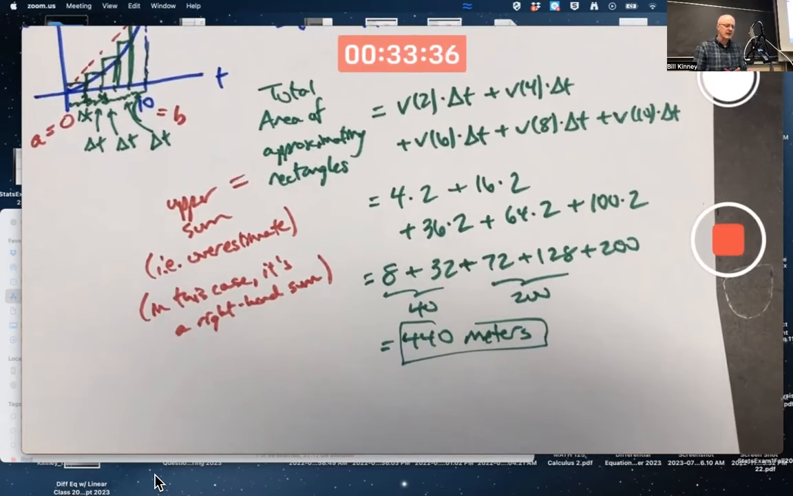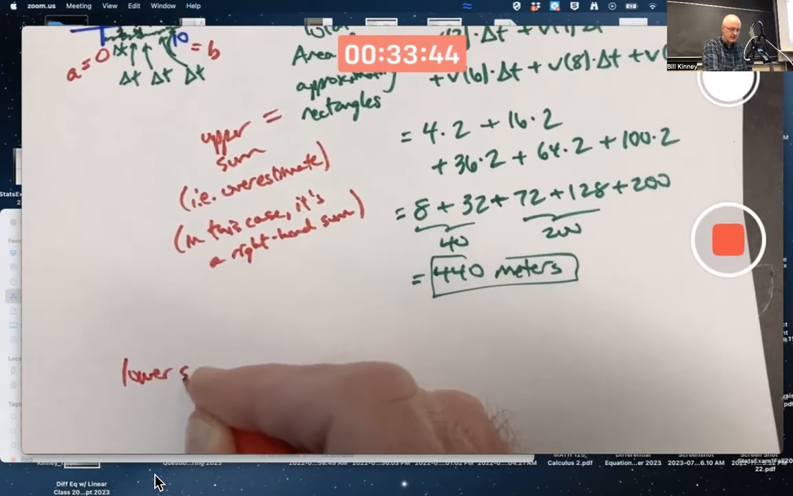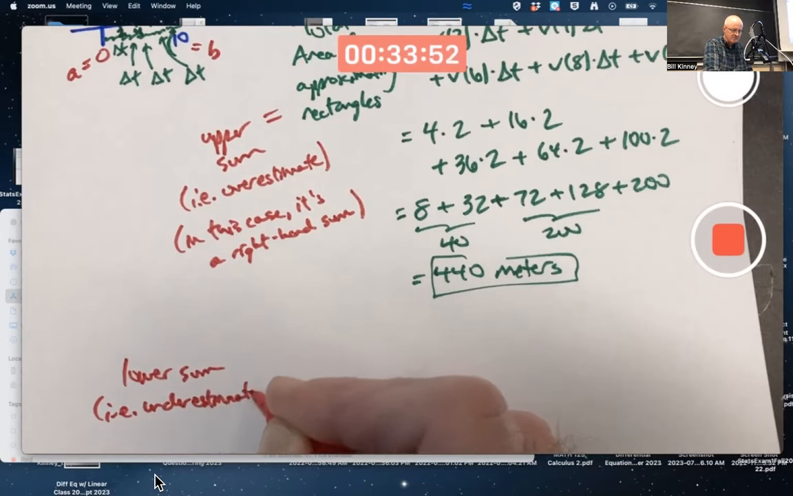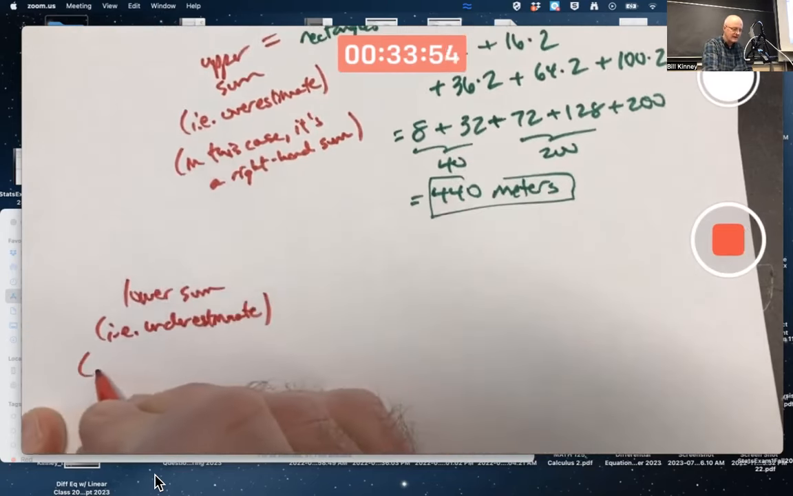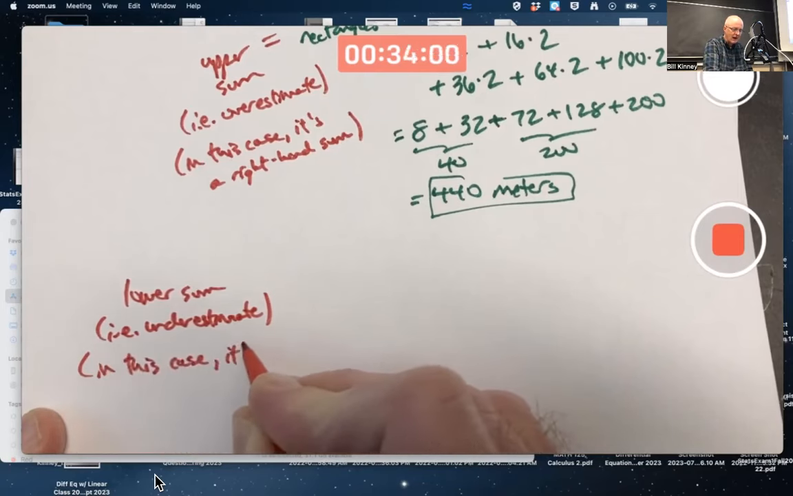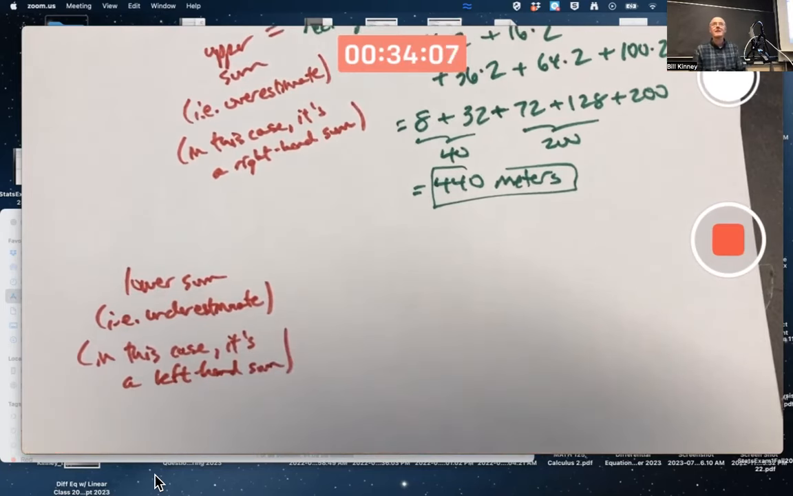If there's an upper sum that's an overestimate, is there a lower sum that's an underestimate? Lower sum, that'll be an underestimate. In this case, what I'm about to write will be a left-hand sum. If there's a right-hand sum, there's got to be a left-hand sum. What's the difference? For left-hand sum, for each subinterval, use the left endpoint to determine the height.